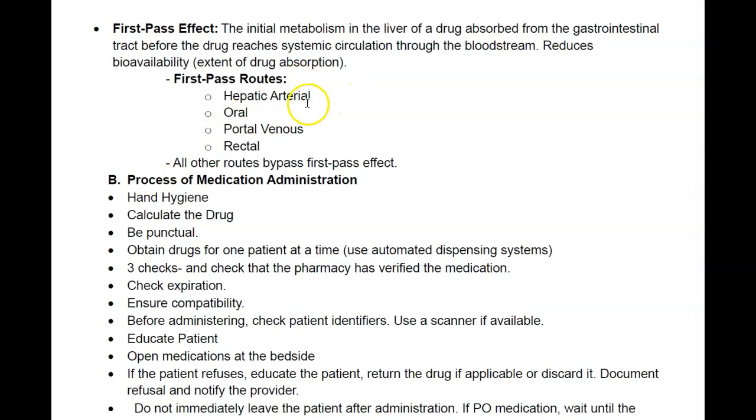We rarely see the hepatic arterial. That's usually if it's directly given through that or the portal vein. Oral, next common one is the rectal. So that's probably what you're going to see in the clinical setting, oral or rectal medication. Although rectal is still considered topical, part of it can still be absorbed and be part of that first pass effect. All other routes bypass the first pass effect, meaning your IV, your intramuscular injections, and your subcutaneous injections.